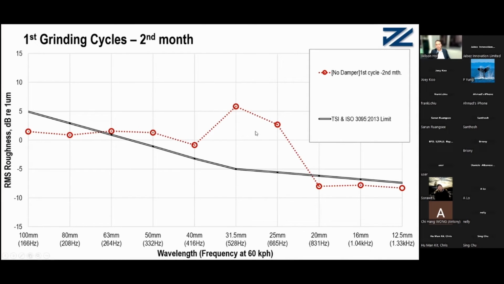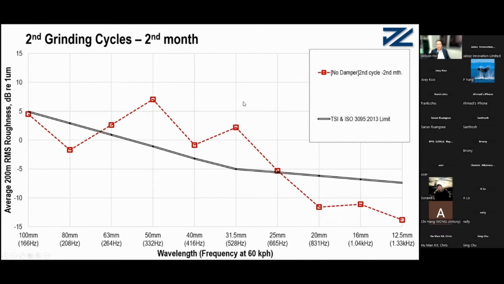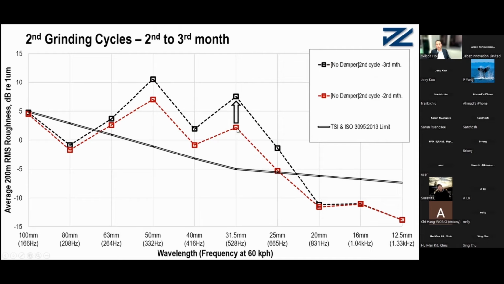In the first grinding cycle, at the 2nd month, this is the corrugation level. At the 31.5 millimeter corrugations, there is around 6 dB. Then at the 4th month, it increased to 12 dB. So without the damper, the corrugation increased significantly. Then in the 2nd cycle, it also increased from there to there.